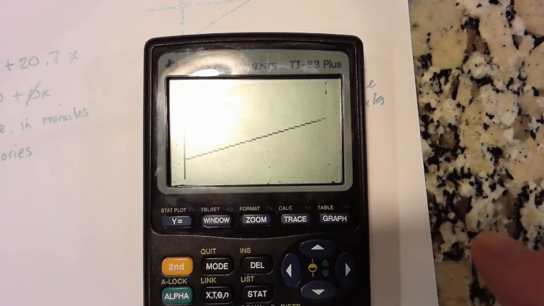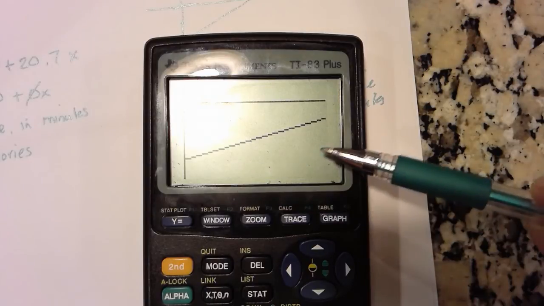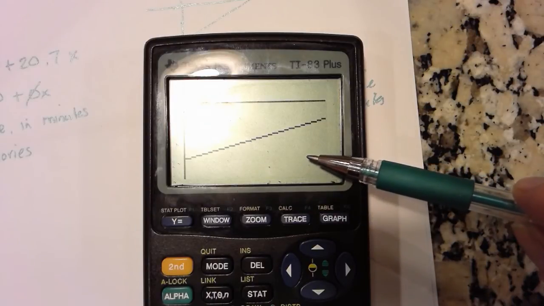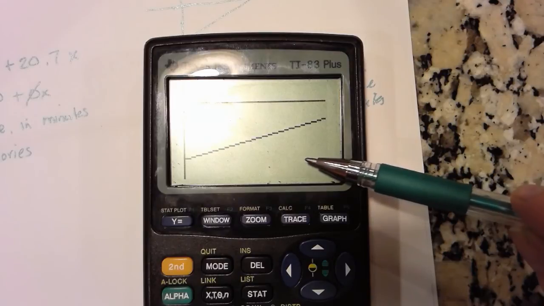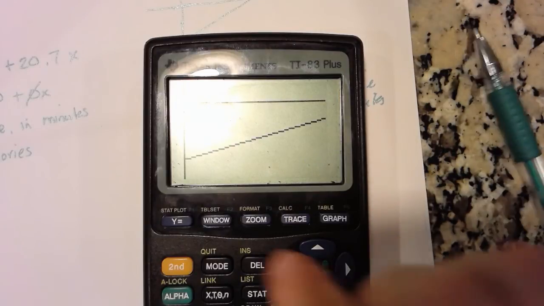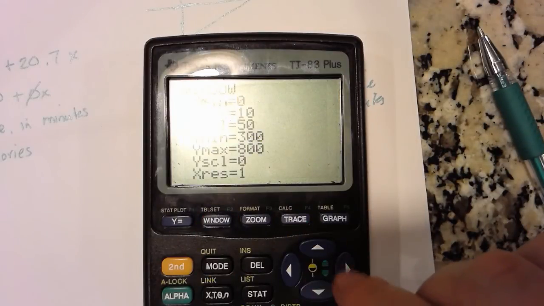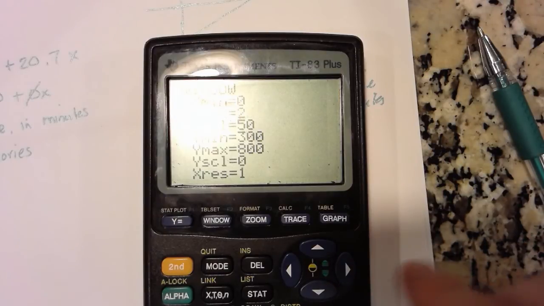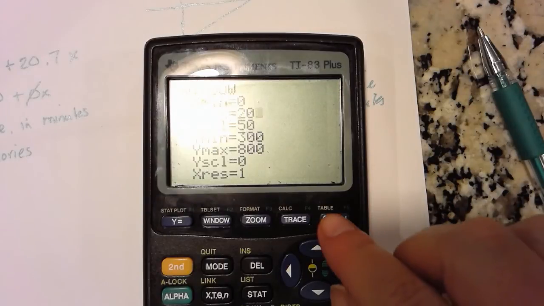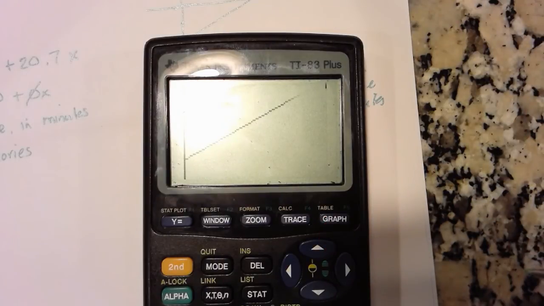So there's the calories that he's burning, and there's his goal. We want to get to the point where these two graphs cross. So our window for the x-axis is not big enough. Let's go back to window and make our x max bigger. We'll make it 20 and see what happens. Well, look at that.